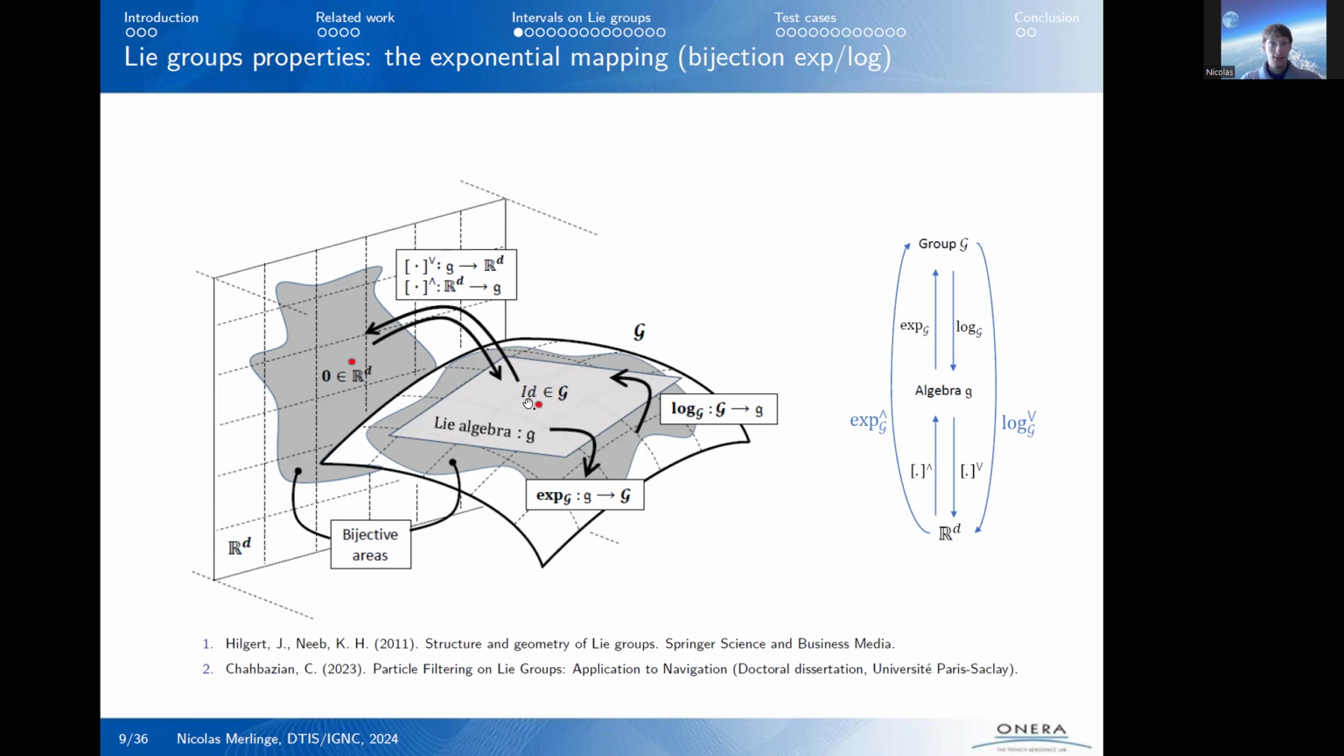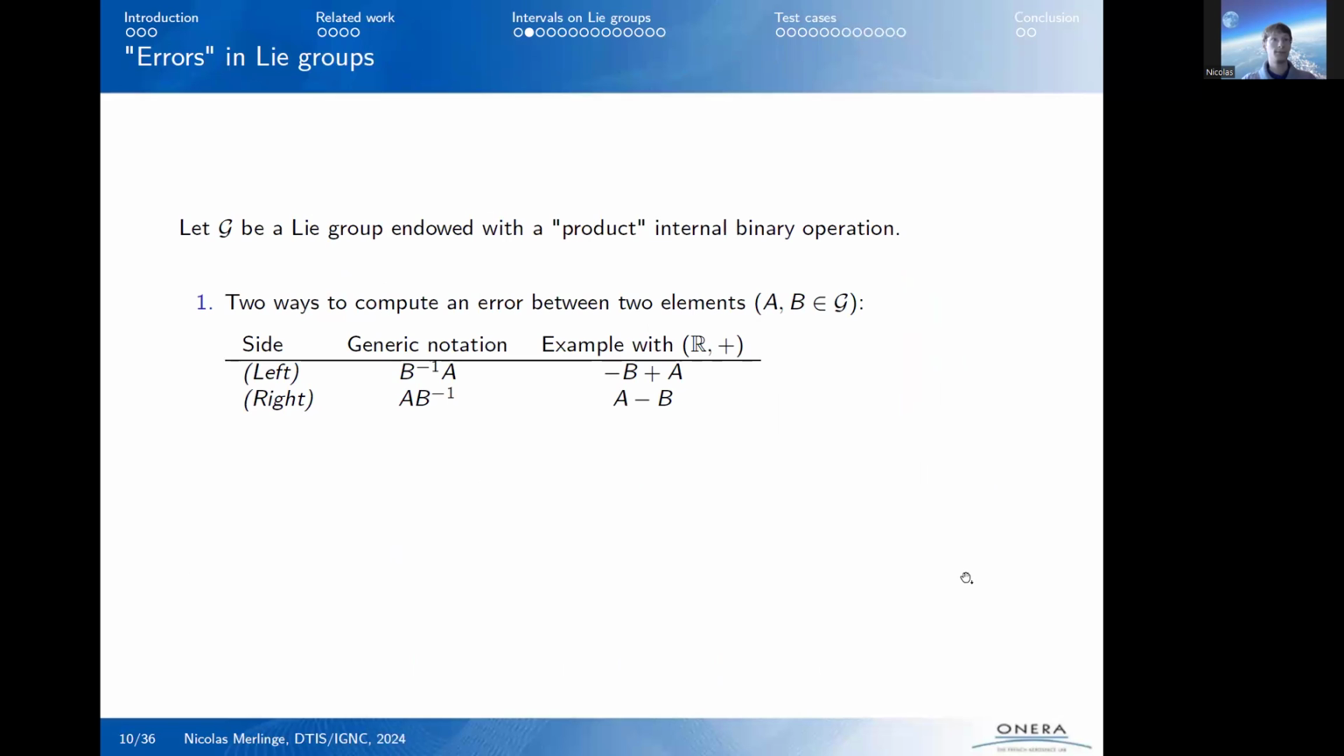And what is very cool is that this algebra is isomorphic with the Euclidean space. So by composition, we can define a bijection between the group and R^D. Later in the presentation, when you see exp, it means that we take some elements from the Euclidean space and project them onto the group. And when you see log, it means that we take some elements in the group and bring them back to the Euclidean space. The group, for example, can be the set of rotation matrices.